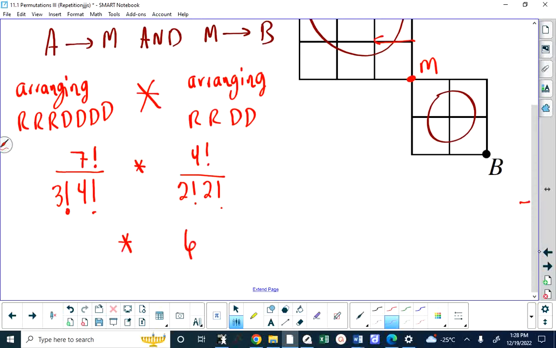I'm pretty sure this gives me 6. Is the other one 210? No. 105? What is it? 35? Oh, it's factorial, right? 35. So you end up with 210. And that's it.